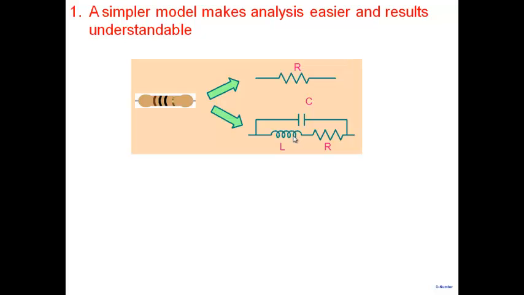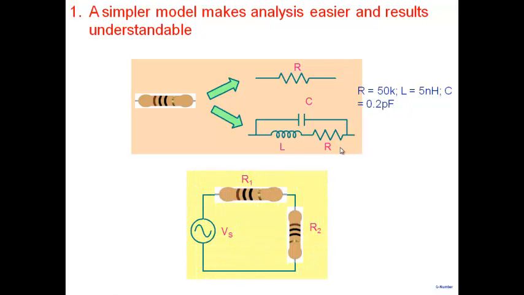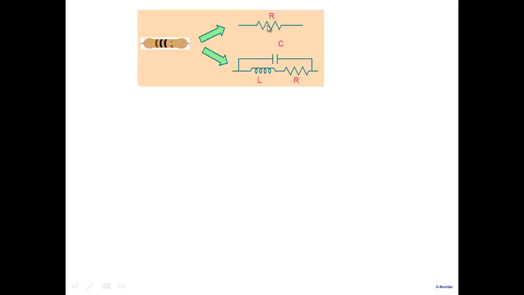Now let's take a simple circuit. These are the values here. R could be 50K, L could be 5 nanohenries and 0.2 pF and all that. So let's suppose I have in the lab a circuit like this here. A resistor R1 and R2 connected to some sinusoidal source, right? And I want to understand the behavior of this particular circuit. Now, if I want to understand behavior, I have to analyze the circuit. I can analyze it 2 different ways. I can use this particular model or I could use this particular model, right? So let's do that. Okay, so let's do that.